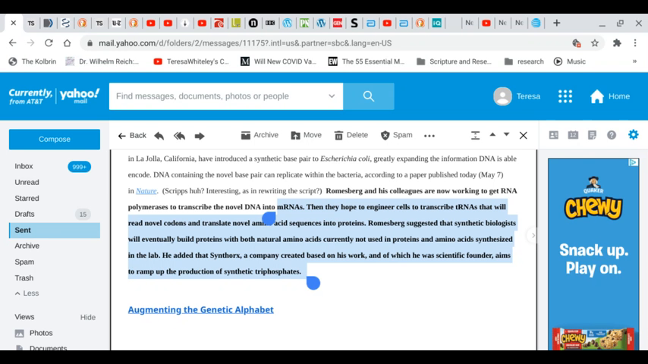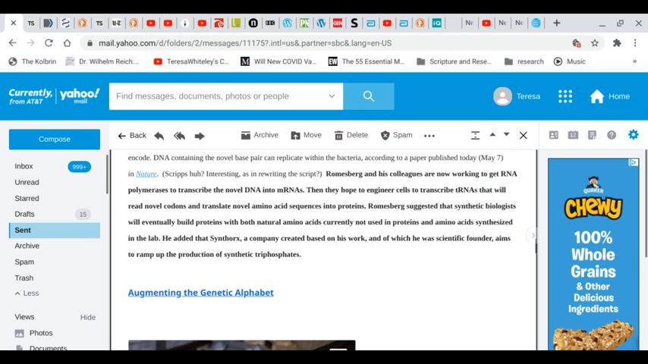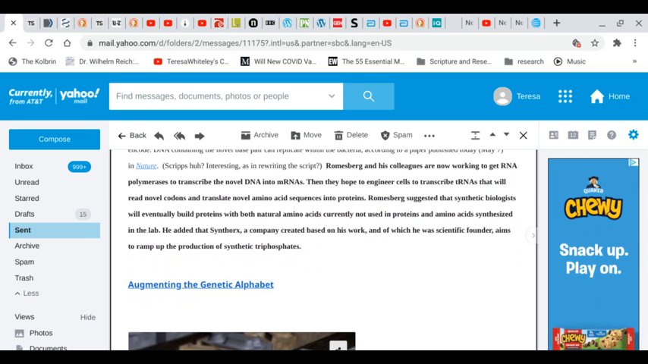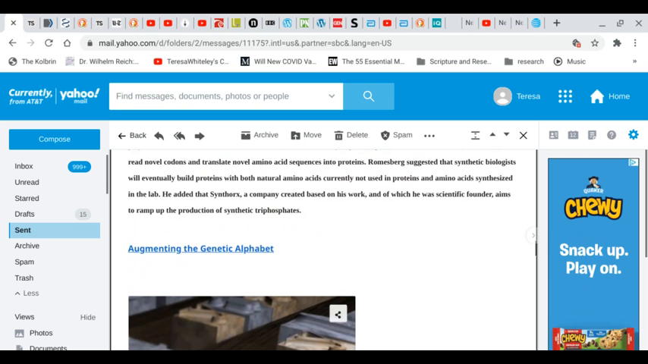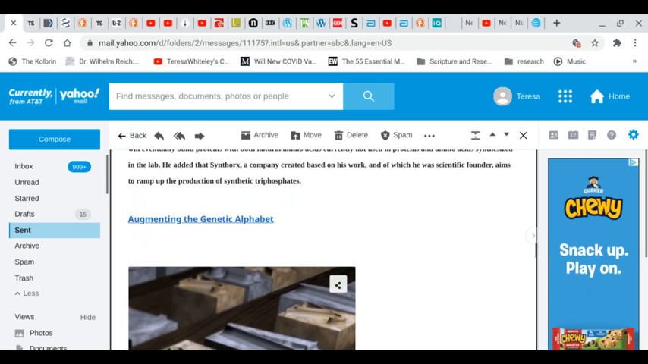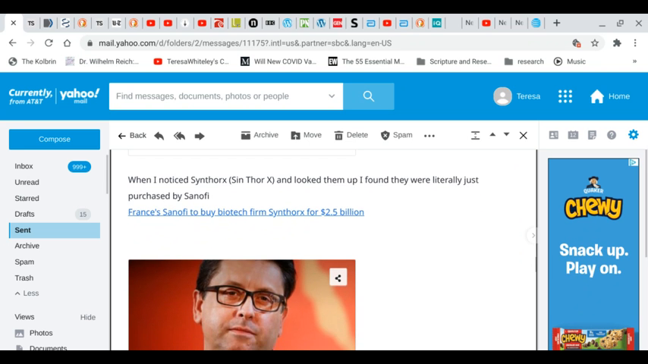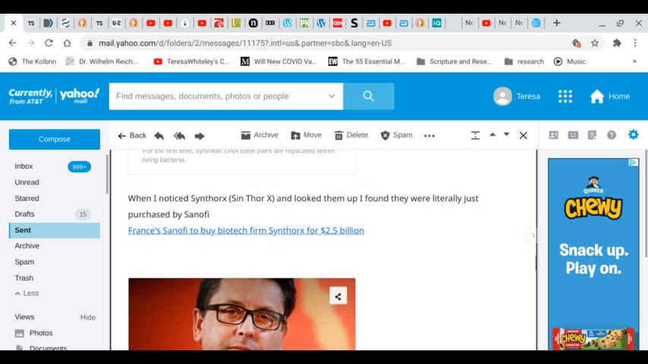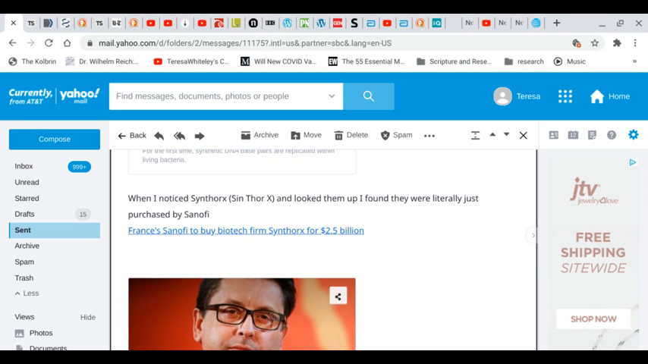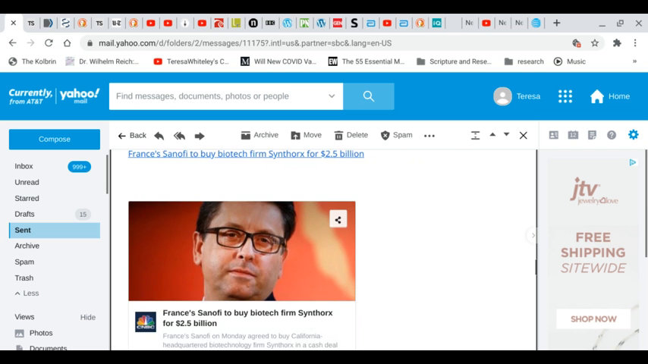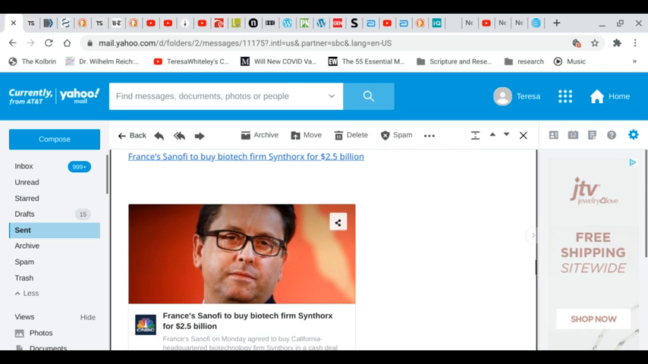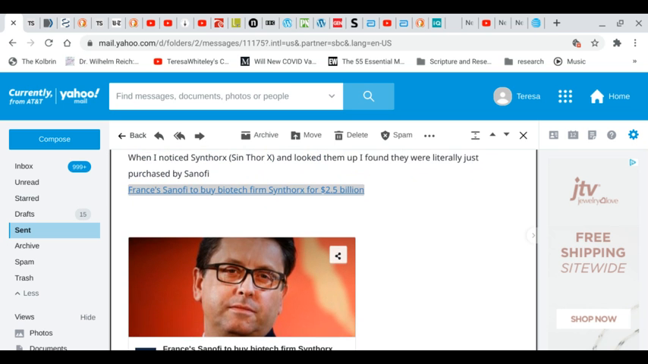He added that Synthorx, a company created based on his work, of which he was scientific founder, aims to ramp up the production of synthetic triphosphates. So when I noticed Synthorx, and I can't help but see Sin, Thor, and then X, I looked them up and I found out that they were literally just purchased by Sanofi.